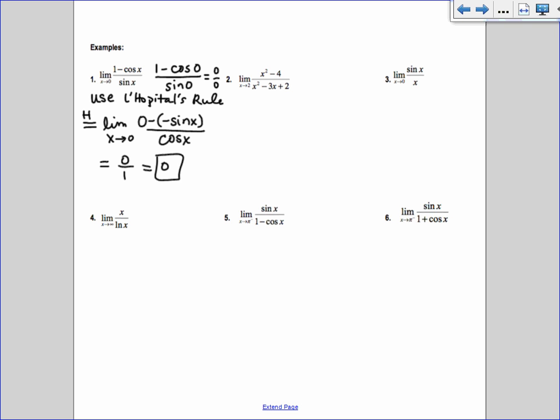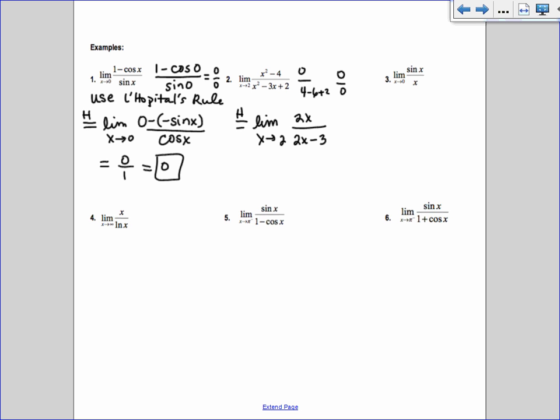Okay, the next one. So if you plug in 2, you get 0 on top. You get 4 minus 6 plus 2, you get 0 on the bottom. So you have 0 over 0. So if that happens, you can use L'Hopital's rule. So I'm going to take the derivative of the numerator and the derivative of the denominator. So you get 2x over 2x minus 3.